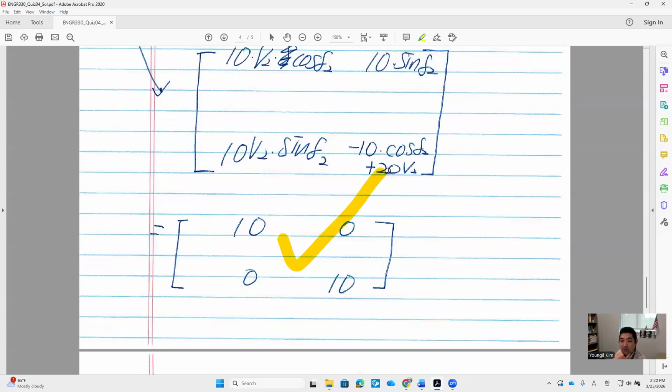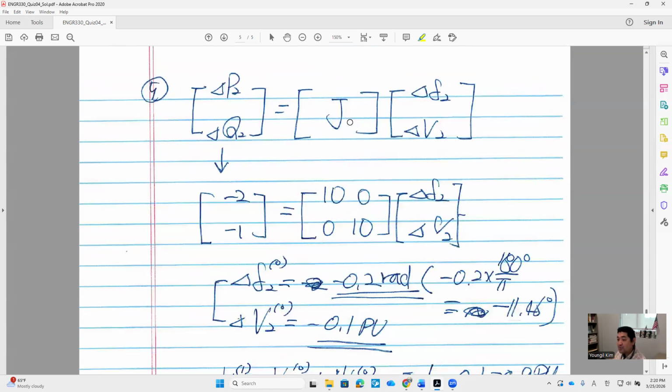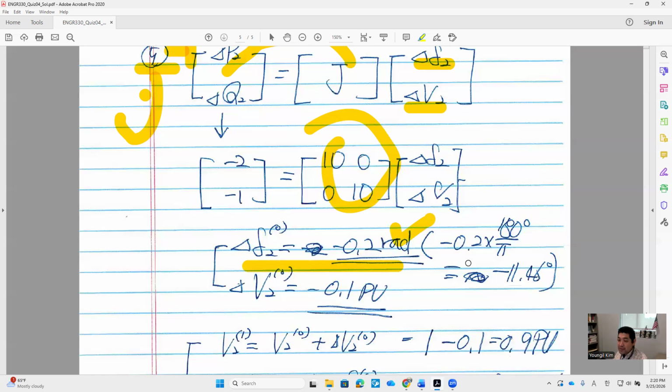So finally, the answer for 10, 0, 0, 10, I'm going to skip the calculation. And finally, sometimes the inverse, usually J inverse. But here, it's a very simple calculation, I can do it. So the delta derivation of V sub 2, and then this is the 0.2 what? Radian. A lot of students make a mistake here. Be very careful, okay? And then we just change to degrees, minus 11.46 degrees. How about this one? Minus 0.1 per unit from the equation.